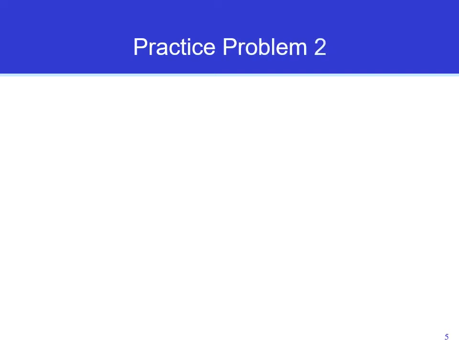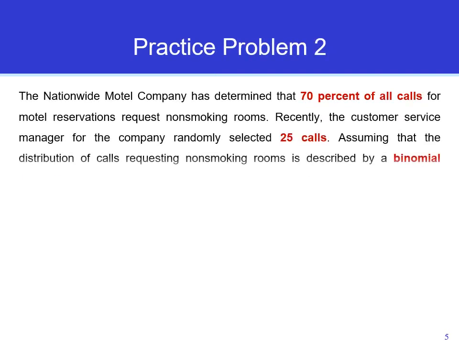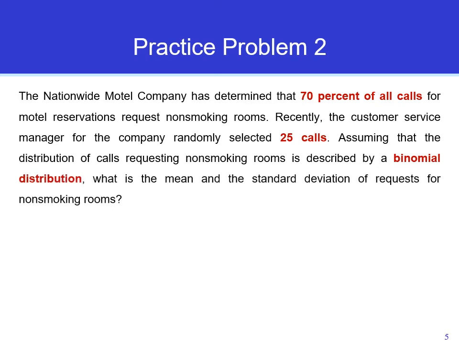Let's see another practice problem. A nationwide motel company has determined that 70% of all calls for motel reservations request non-smoking rooms. Recently, the customer service manager for the company randomly selected 25 calls. Assuming that the distribution of calls requesting non-smoking rooms is described by a binomial distribution, what is the mean and the standard deviation of requests for non-smoking rooms?